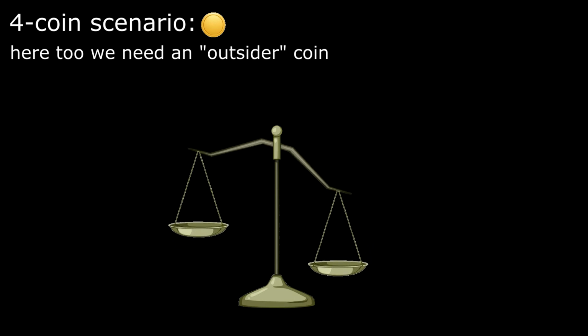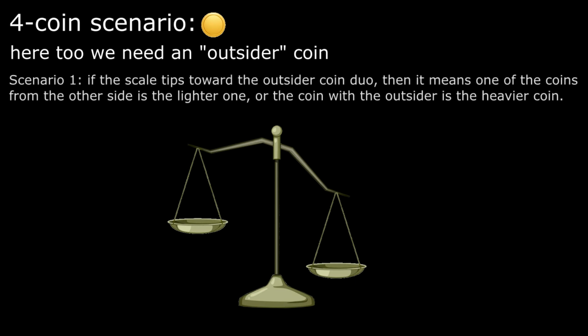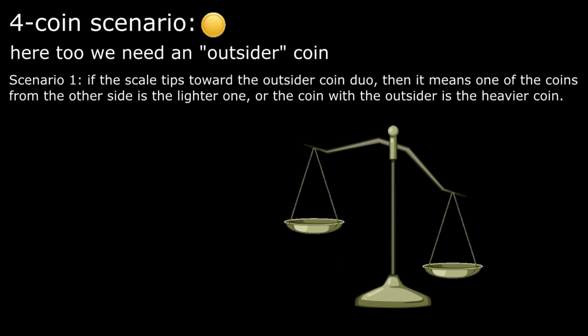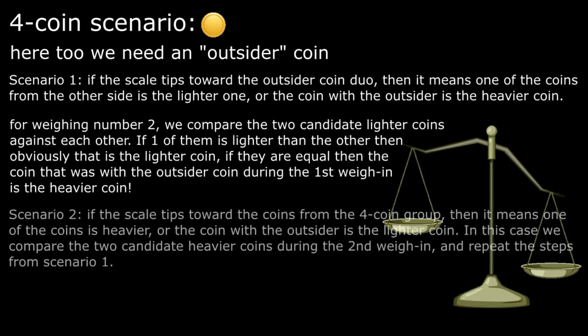Now, if the scale unbalances, say toward the outsider coin duo, then that means what? It means either the coin that's with the outsider coin is the heavier coin, or coin 1 from the other side is the lighter coin, or coin 2 from the other side is the lighter coin. So what do we do now? So now we compare the 2 candidate lighter coins. We weigh just these 2 against each other and take all the other coins off the scale. If the scale balances, that means the coin that was with the outsider coin is the heavier coin. If the scale unbalances during the second weigh-in, the lighter coin is obviously the lighter coin. Make sense so far? So that's what you do in the 4 coin scenario.